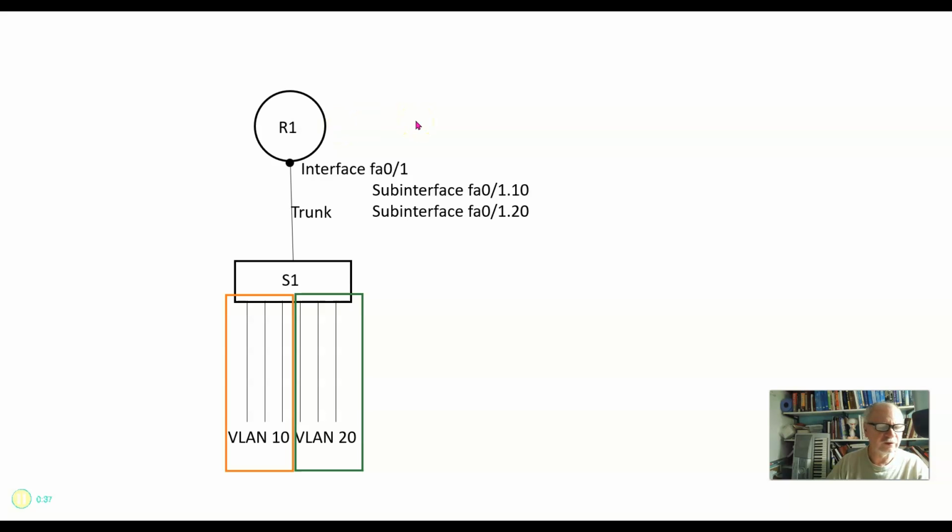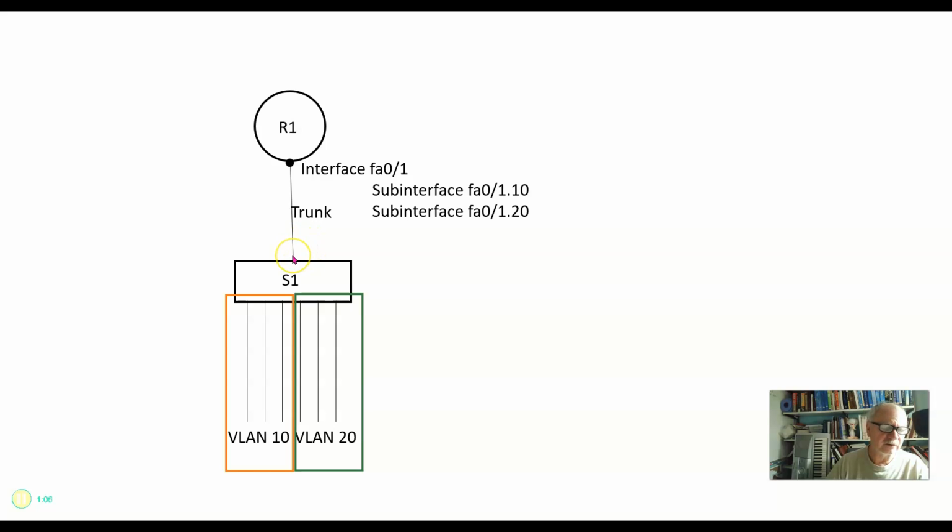The other solution is something we call router on a stick. And you can see why. There's only one line going to the router here. So this is interface FA0/1. But what I've done here is I've set this interface up to have virtual sub-interfaces. FA0/1.10, FA0/1.20.